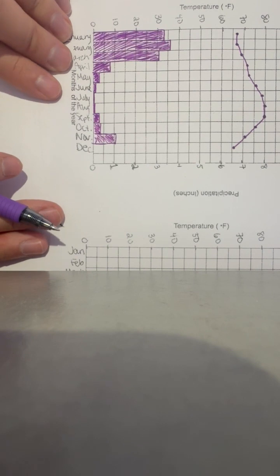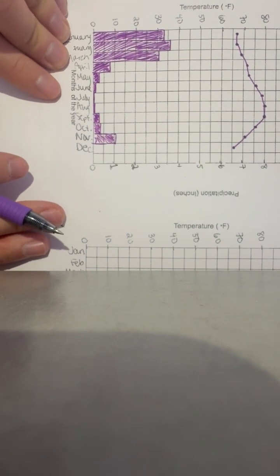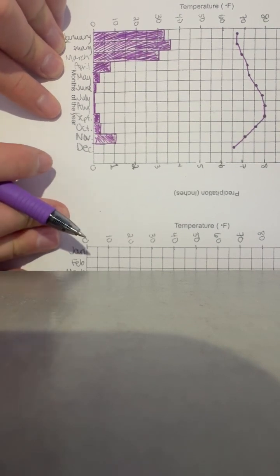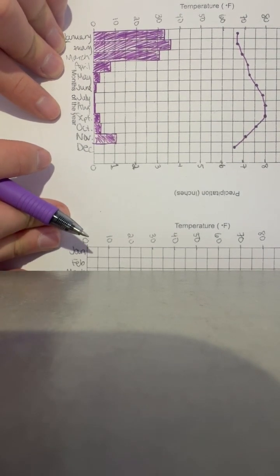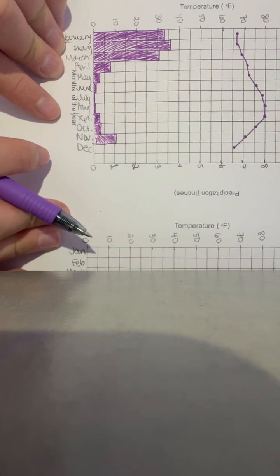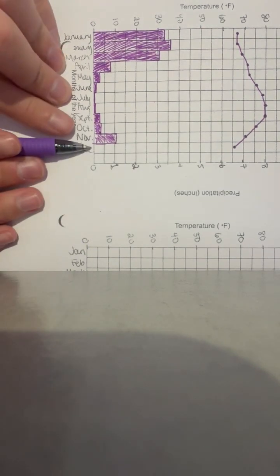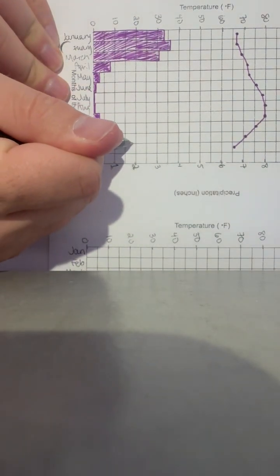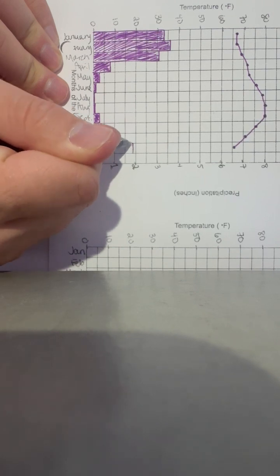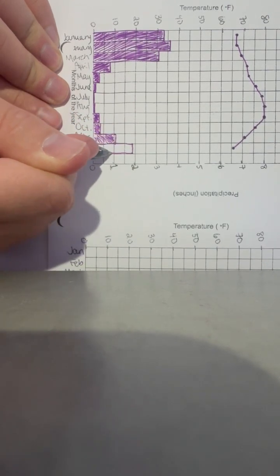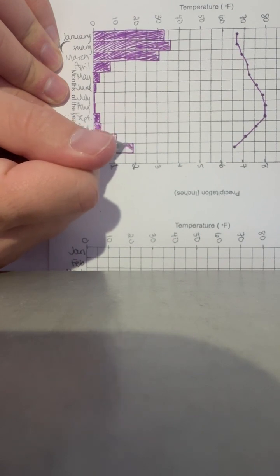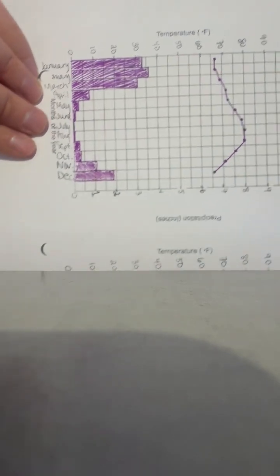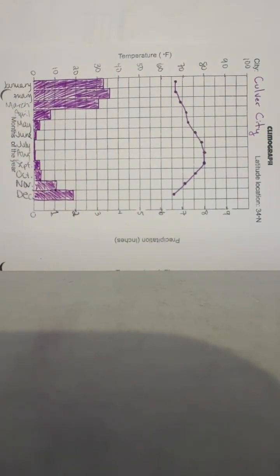And lastly, December. Teddy. What was it? 0.9. Look one more time. 1.91. Exactly. So December, I go up to 2. Right underneath 2 is 1.91. So I'll draw a line right about there. And then I will fill out my final bar for this graph. And there I have a climograph for Culver City.